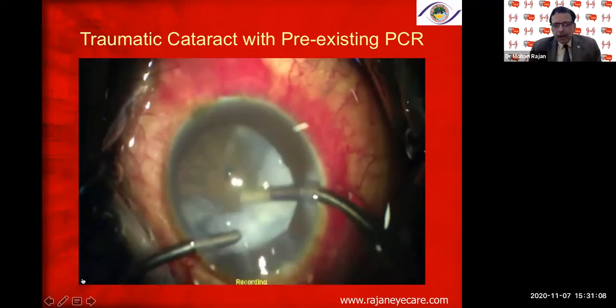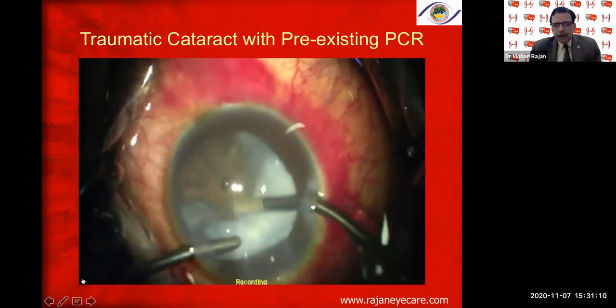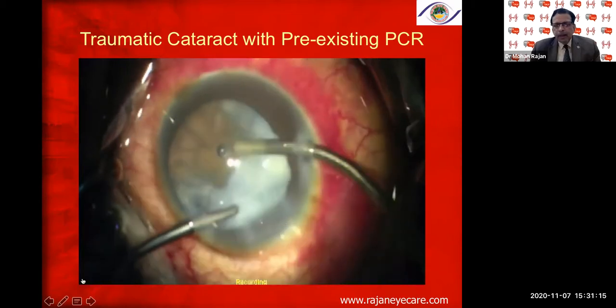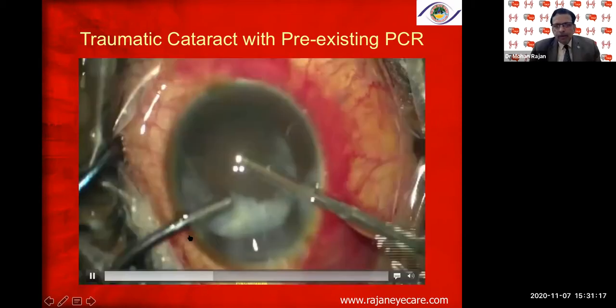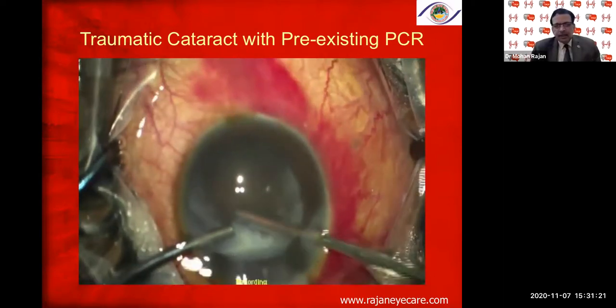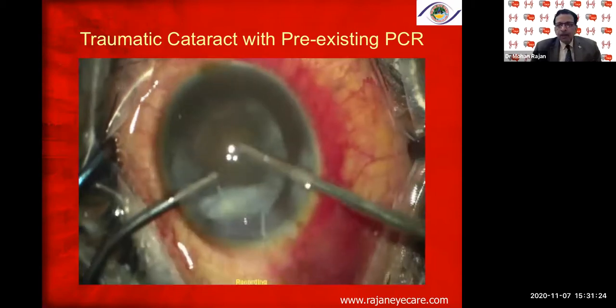And again, I injected Viscoat and then went ahead and did a bimanual and tried to remove the cortex and then remove the vitreous, and then try to remove the cortex and put a multi-piece lens in the sulcus and capture the lens into the bag as well.